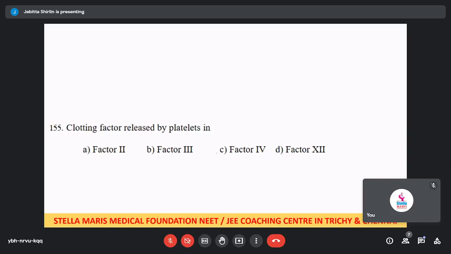So you see, factor 12 is a group of proteins that act on a specific sequence to create a clot after an immediate injury. So factor 12 is concerned with blood clotting. Okay, so moving to the next question.